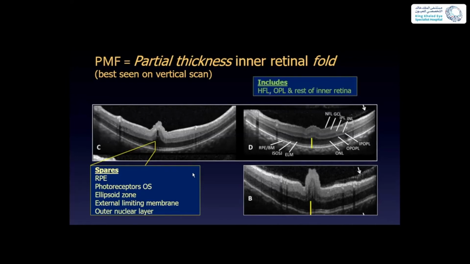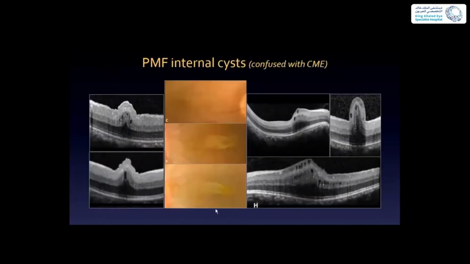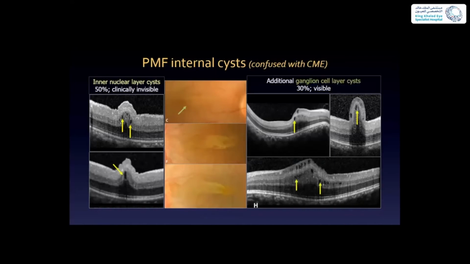But this fold includes the nerve fiber layer, the Henle fiber layer, the OPL, and the rest of the inner retina, as we can see here. And of course, you have preservation of the retinal anatomy, both within the fold and beyond it. Now, cysts do exist in these folds. 50% of these folds have inner nuclear layer cysts, which are visible on OCT, but you cannot detect them clinically, as we can see here. And about 30% will have ganglion cell layer cysts, which are visible clinically, as we can see here.